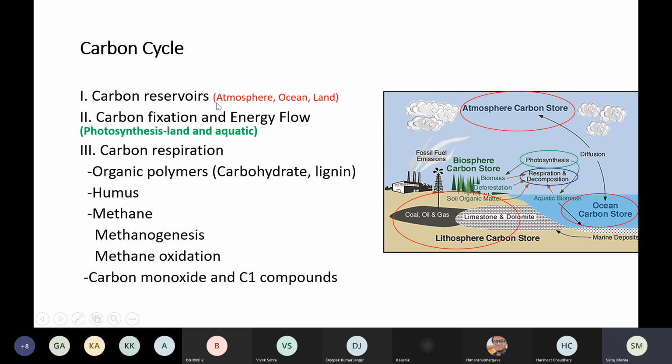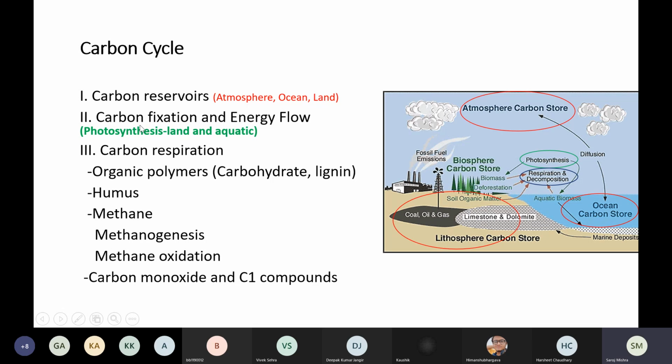And then how does this carbon, which is now in the different reservoirs, get cycled? How does it really enter into some kind of a cycle? That is through carbon fixation, because the life forms can take up this carbon dioxide and fix it as organic carbon. So we will look at carbon fixation and energy flow. And the third part of the carbon cycle is eventually returning this carbon through respiration into the atmosphere.